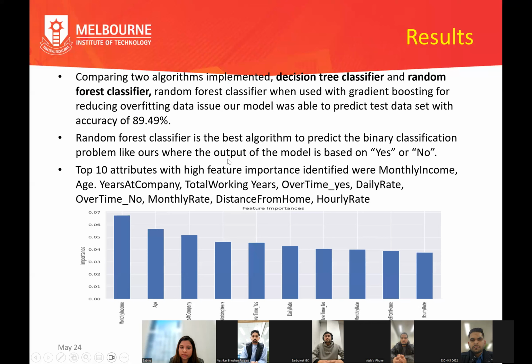We found that the random forest classifier was more accurate, and with the implementation, we found the top 10 attributes with high feature importance, like monthly income, age, years at company, total working years, overtime, daily rate, monthly rate, distance from home, hourly rate, etc. Here is the chart of the feature importances of the variables we found.